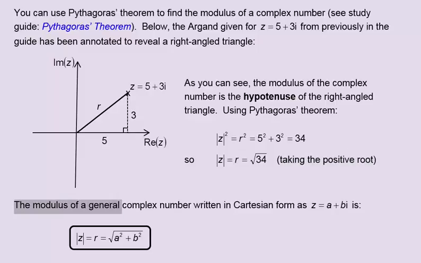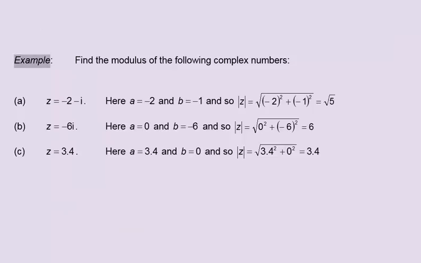The modulus of a general complex number written in Cartesian form as z equals a plus bi is |z| equals r equals the square root of a squared plus b squared. Example, find the modulus of the following complex numbers.